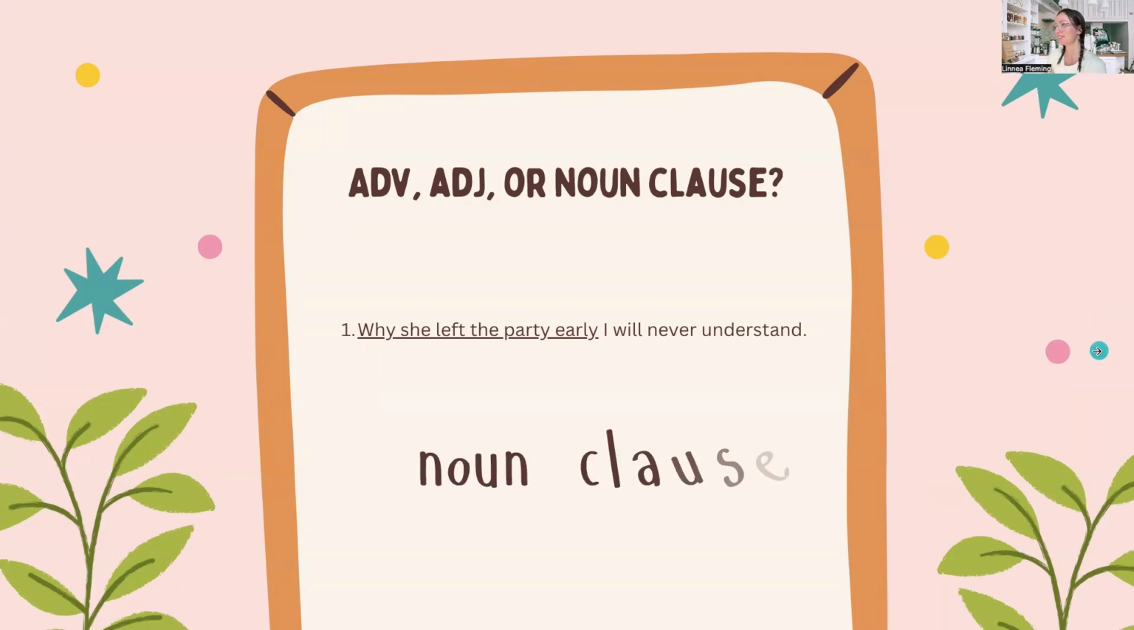If you said noun clause, you were right. You were right because it is acting like a noun here. What will you never understand? Why she left the party early. It begins with a pronoun, which is what a noun clause requires, and it answers the question, what will I never understand?